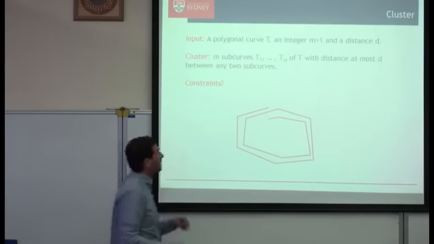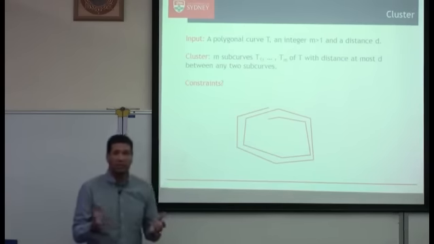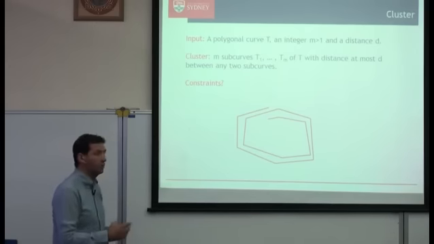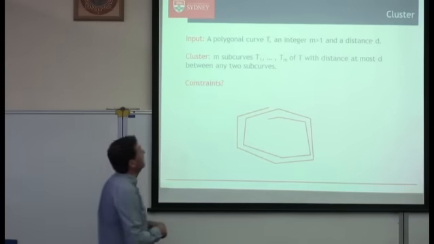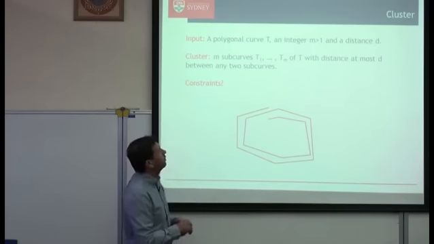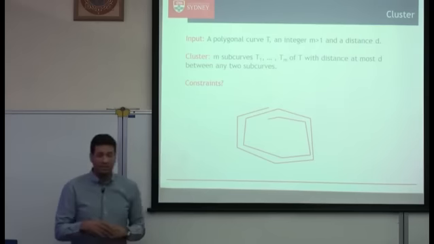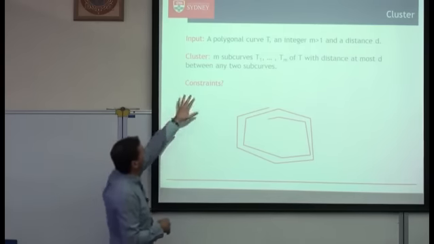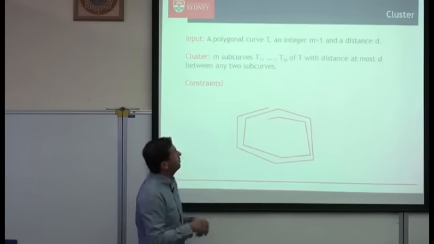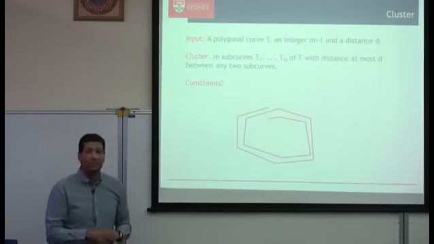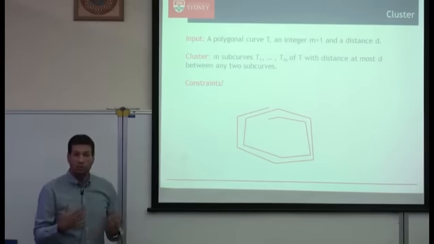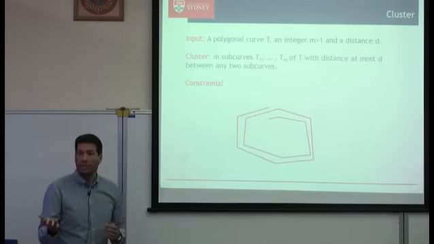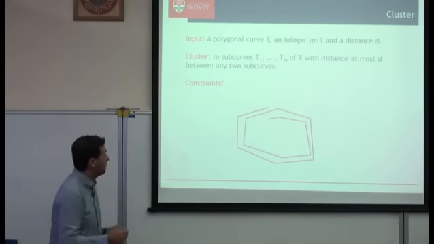So let's go back to the clusters. I just want to add a couple of fairly simple constraints to make it clearer what we want. I have a polygonal curve T, an integer M, and a distance D. I want to find a cluster, which is M subcurves of T with distance at most D between any two subcurves. Okay?